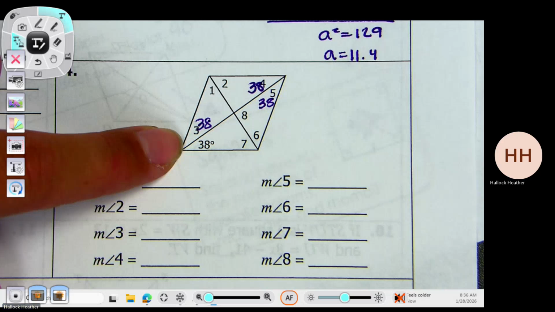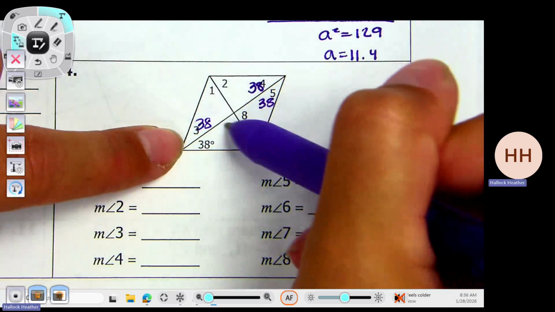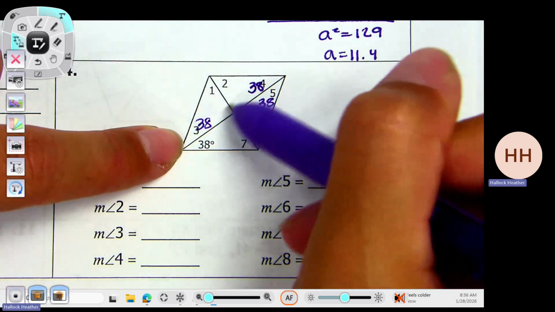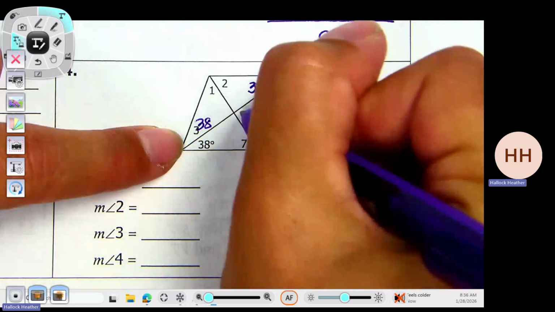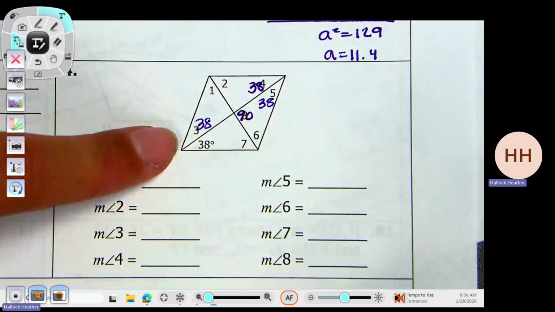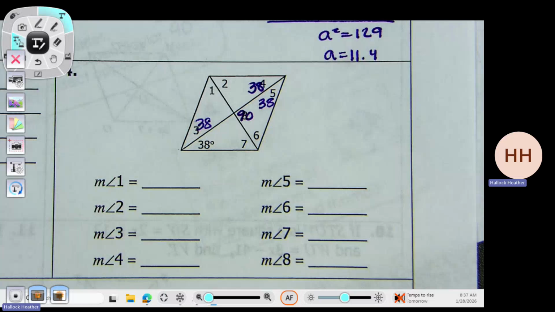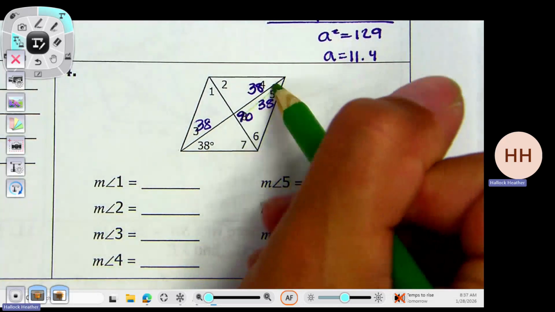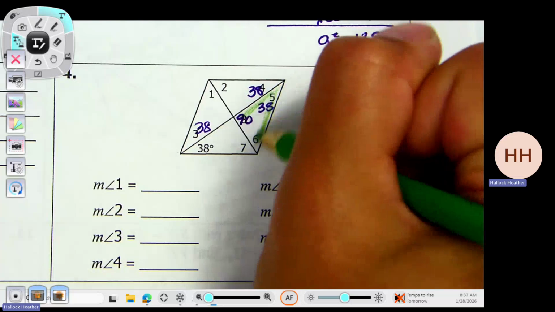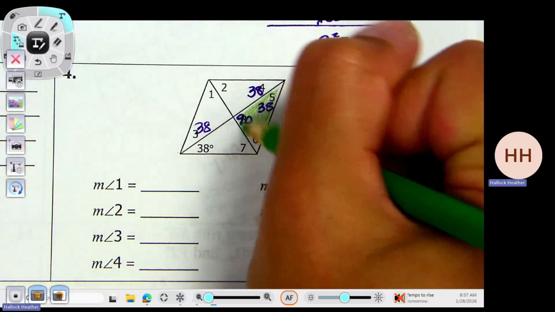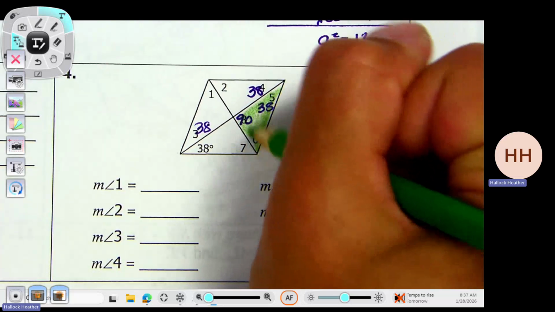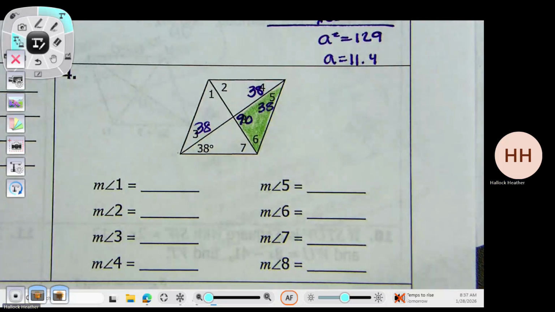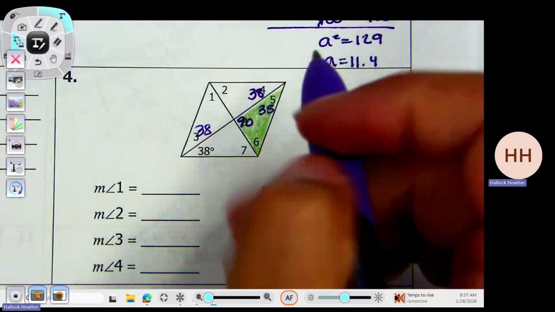Now, how much is in the center in all of these technically? 90. Technically, each one is 90. So 8 is going to be 90. How could I find one of those missing other angles that's in the other portion? From 180? So 90 and 38. Yes. Why can you do that? Yes. 180. A triangle is 180. So if I know that the corner is 90 and the top is 38, how much is left over? 52. So 52 is 6.